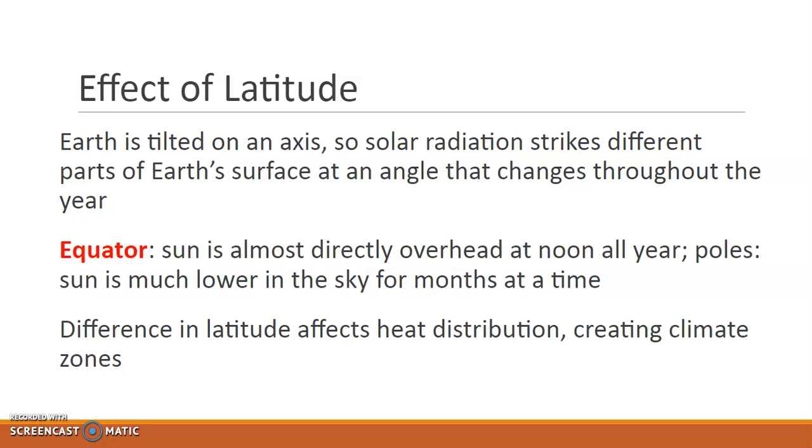And then in winter, the Earth is tilted so the bottom part of the globe is closer to the sun, and they get more heat. So that's why it's cooler in winter over here, and then it's warmer in the summer because of our axis. The equator is where the sun is almost directly overhead at noon all year round. At the poles, the sun is much lower in the sky for several months at a time. So the difference in latitude, where we are in terms of the axis, affects heat distribution and creates climate zones.